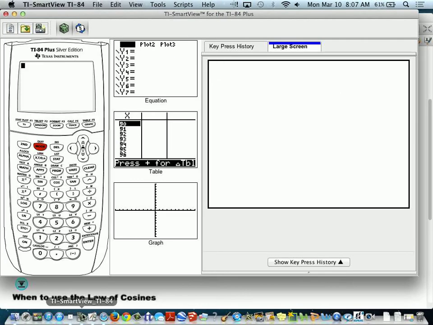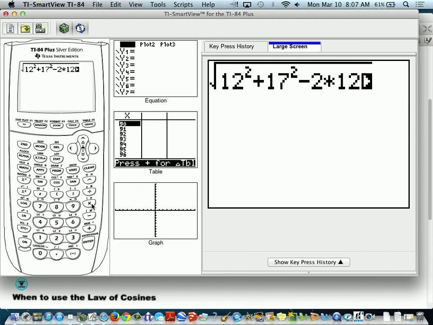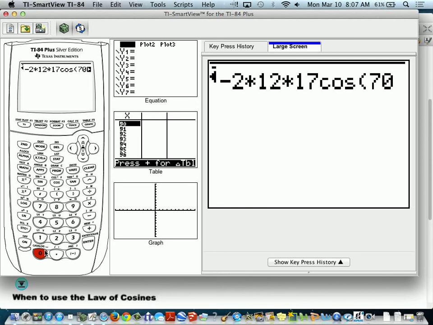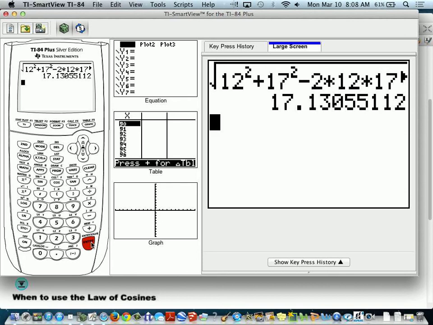When I go to type it into the calculator, I just do the square root right away. So you can get the answer, then square root, I just put it in right away. And we had 12 squared plus 17 squared minus 2 times 12 times 17 cosine of 70 degrees. I guess you can close that here. But they're about 17, I assume this is miles, about 17 miles apart.